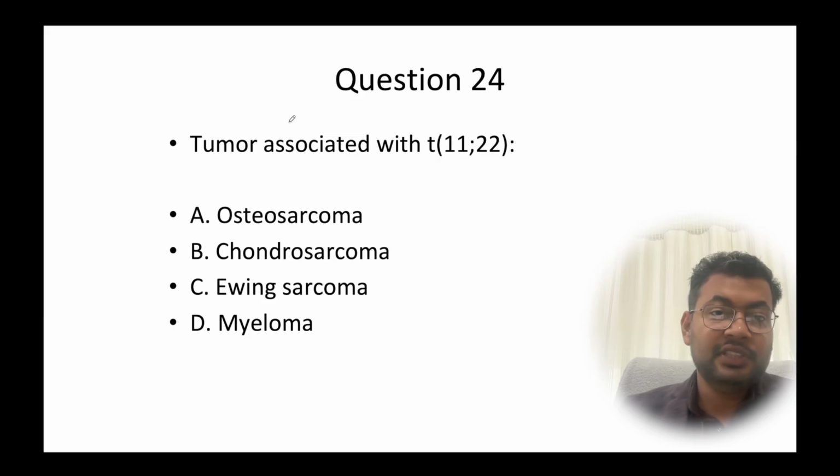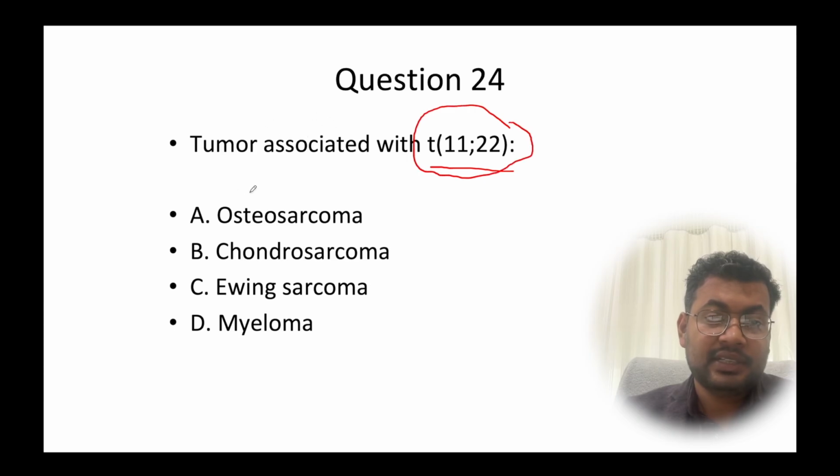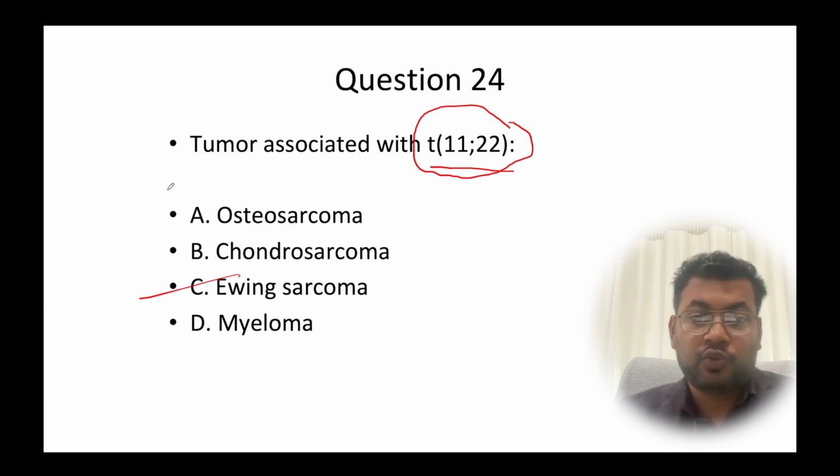Tumor associated with translocation 11;22. So this is pathognomonic. This tumor is characterized by this translocation, and the answer is Ewing sarcoma.